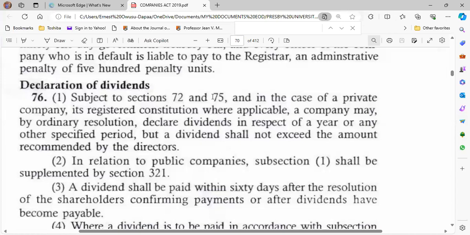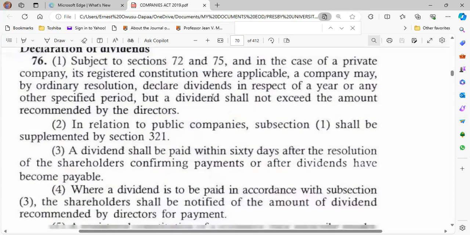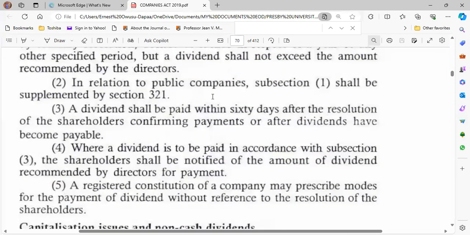Of course, with respect to public companies, we already discussed section 321, the additional rules which govern payment of dividends, and also the interim payment of dividends and all that. 70 says 3, a dividend shall be paid within 60 days after the resolution of the shareholders confirming payments, or after dividends have become payable.